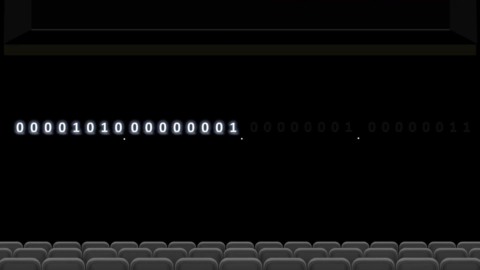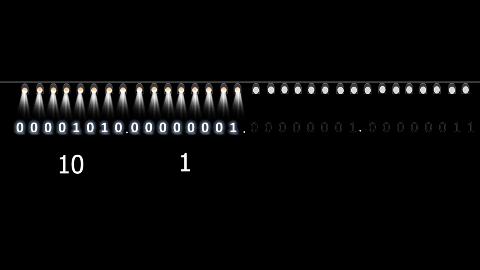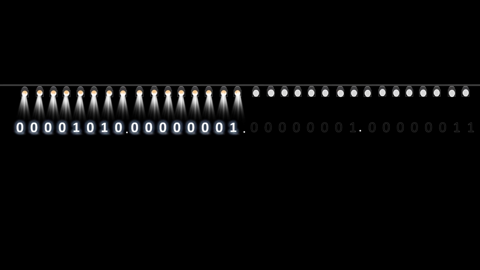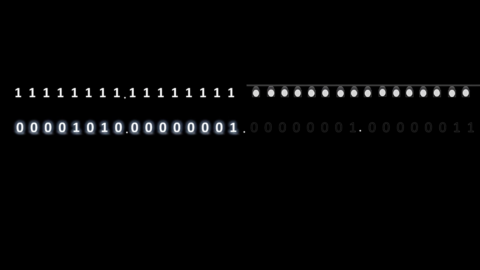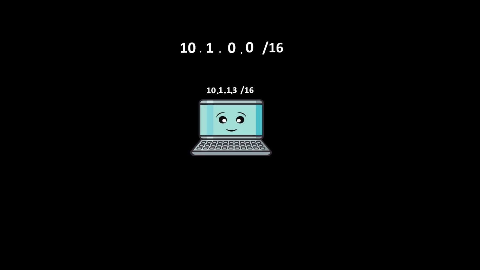The show has now begun, and the lights are revealing which portions of the IP are part of the network. The host portions of the IP remain hidden in the darkness of the stage. Here you see that the illuminated portion of the IP is the first and second octet, the first octet representing 10 and the second representing 1. It turns out that the computer with an IP of 10.1.1.3 and a CIDR of 16 belongs to the 10.1 network.